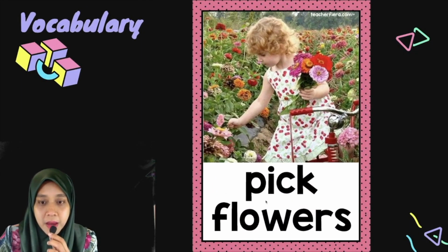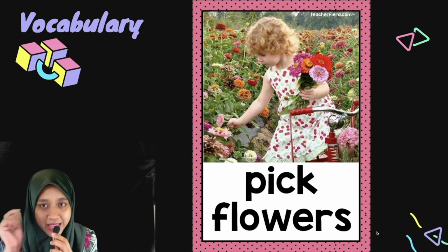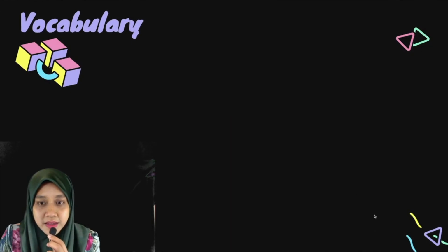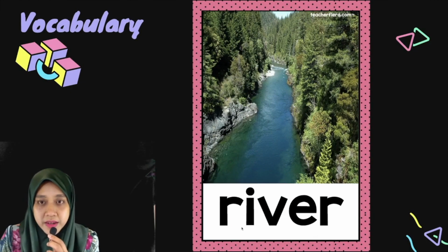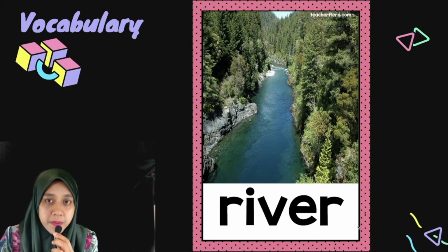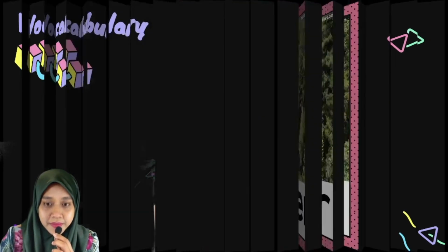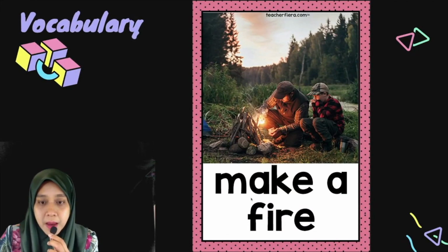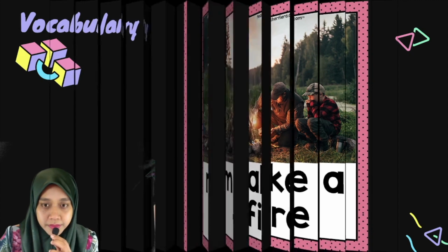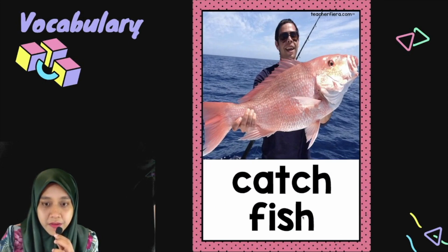Next, we have pick flowers. Pick flowers. Petik bunga. River. River means sungai. Next, we have make a fire. Make a fire. Hidupkan api. And lastly, we have catch fish. Catch fish. Tangkap ikan.